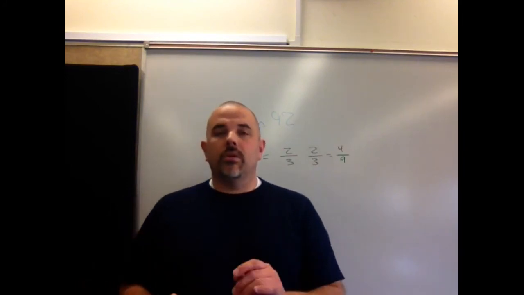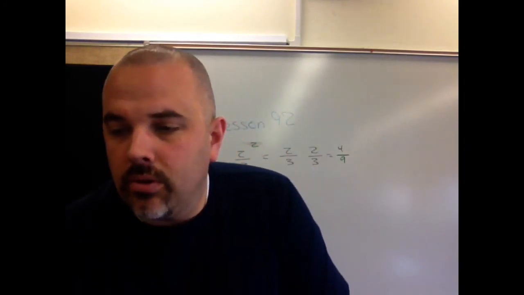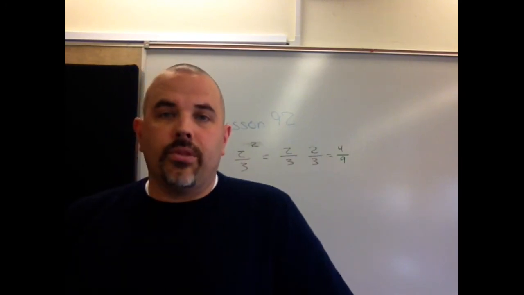This is lesson 92, numbers 1 through 30. Let's check real quick and see. There is an early finishers. It's worth 3 today. Thank you.